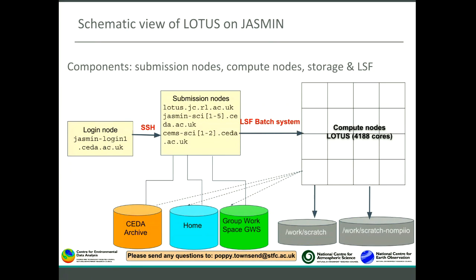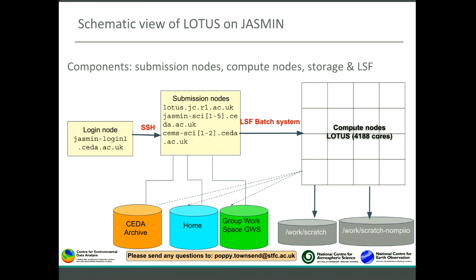Now, how does LOTUS fit into JASMIN? These are the components. As I said earlier, you need a submission node, a compute node, storage, and LSF. You start from the JASMIN login on your left. Once you log in, you can SSH to the submission nodes. The submission node is a head node for LOTUS that you can use to submit jobs to LOTUS. And there are the sci machines, and the SAMS machine. They all have the capability to submit jobs to the LOTUS compute nodes, which are shown here as 4,188 cores. We're expecting more to come. Have a look at the JASMIN Phase 4 article in the useful links at the end.